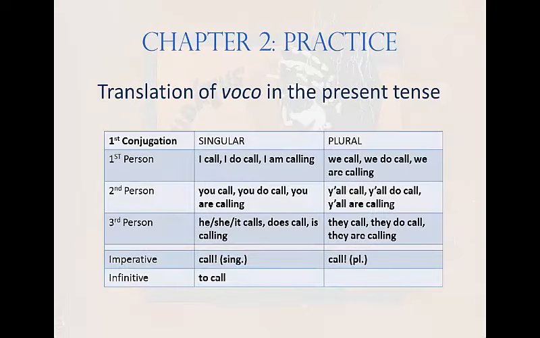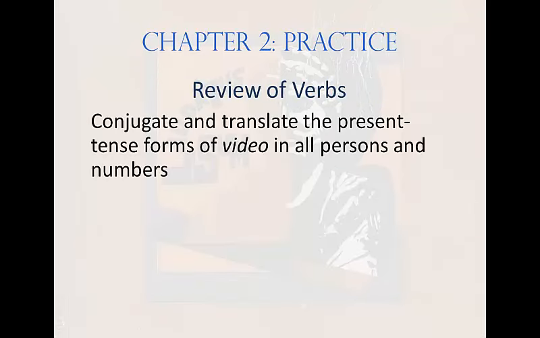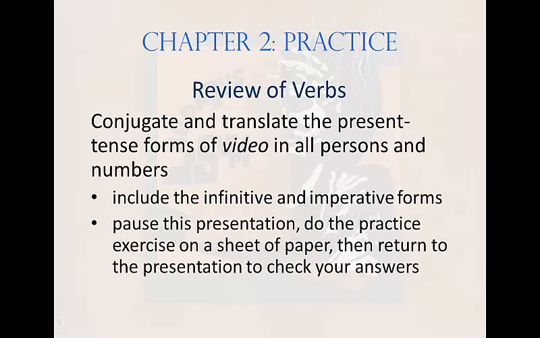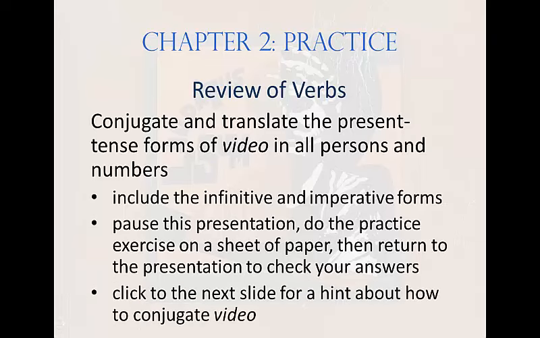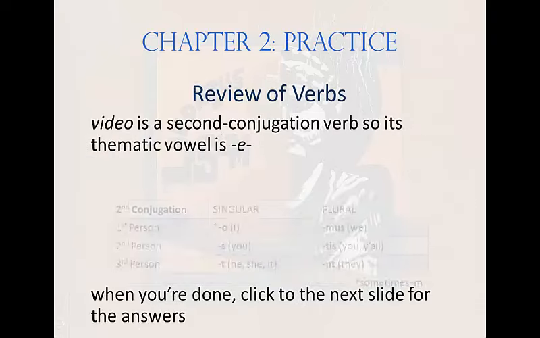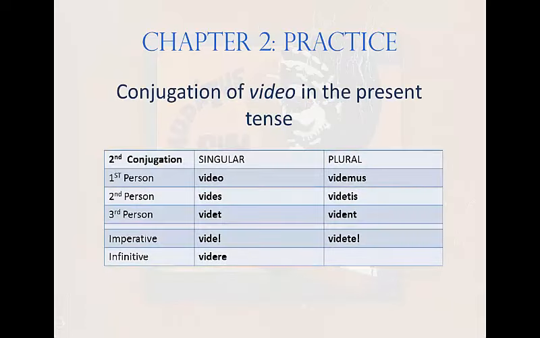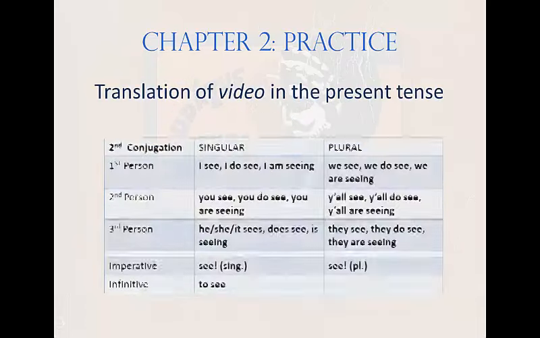Now let's practice a second conjugation verb. Conjugate and translate the present tense forms of video, including the imperative and infinitive forms. Pause this presentation briefly and write down your answers on a sheet of paper. On the next slide is a hint, if necessary. As a second conjugation verb, video uses the thematic vowel e, to which the proper endings are added, producing this conjugation and this translation.